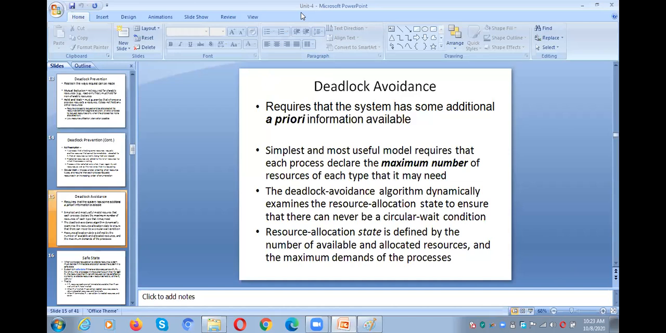So in the fourth unit, you have two concepts. One is process synchronization, and the next one is deadlock.